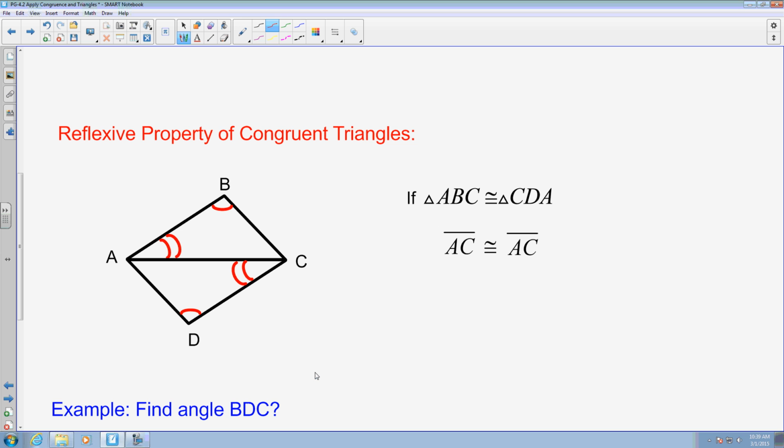The other type of property that we're going to look at is what is called the reflexive property of congruent triangles. This is when we have a side that is shared between the two triangles. So in this particular instance, we see that they're saying that if triangle ABC is congruent to triangle CDA, we can come to the conclusion that AC equals AC. All right, the same side equals the same side. So that comes from the reflexive property.